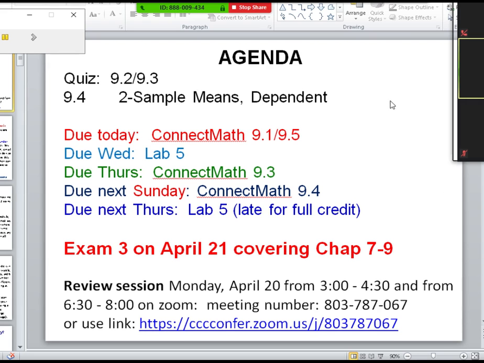Okay, so today we're going to go ahead and finish up 9.3 and start on 9.4. And then you have Connect Math 9195 due tonight. You have Lab 5 due tomorrow night. And then Thursday you have 9.3 due.